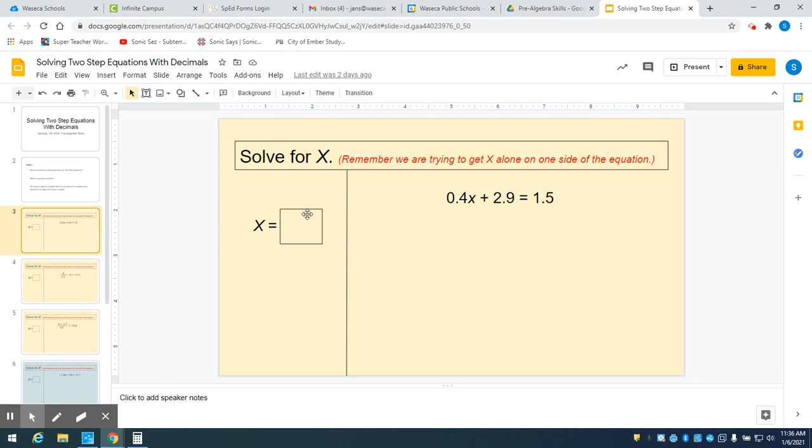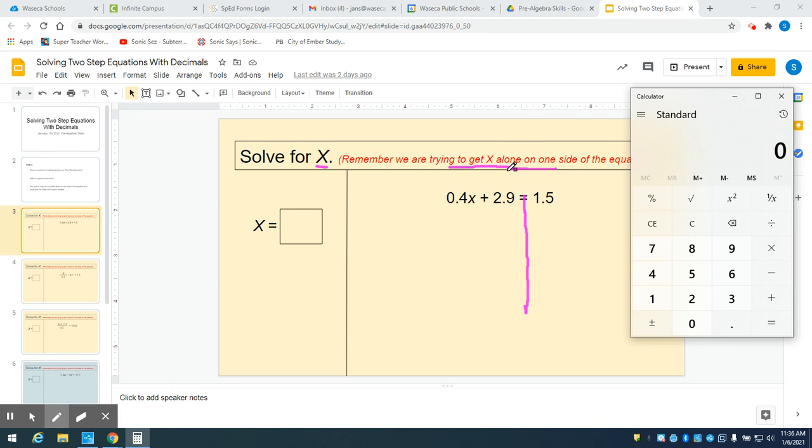All right, so our first example, we are going to be solving for x. We need to try and figure out what x equals. And we need to remember our goal is to try and get x alone on one side of the equation. So we're going to start off like we did yesterday by drawing the line down the equal sign. And today I'm going to let you guys use a calculator. So if you have a calculator at home or if you have a calculator on your phone, you can use that to solve the decimals today.